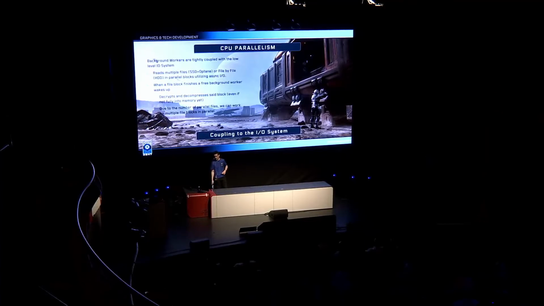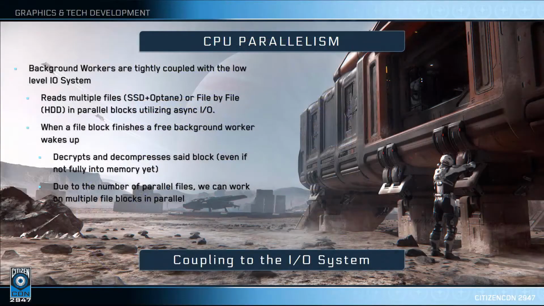Something else to mention, which goes back to what Chris mentioned earlier, is that the background workers are really tightly coupled to our I/O system now. In the case you have an SSD or Optane, we can read multiple files at once, and we start decompressing them the second one chunk of that file is loaded in. So we are processing up to, say, 4 files at once, and we can be decrypting or decompressing many files at once, depending on how many CPUs you've got. So these two systems together mean that we can get data off the disk extremely quickly, which is really important for us because of the vast amount of data we have in our game.